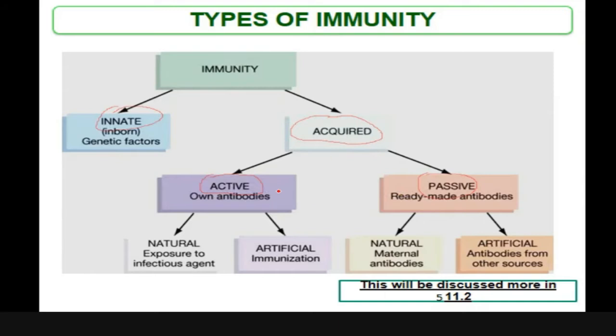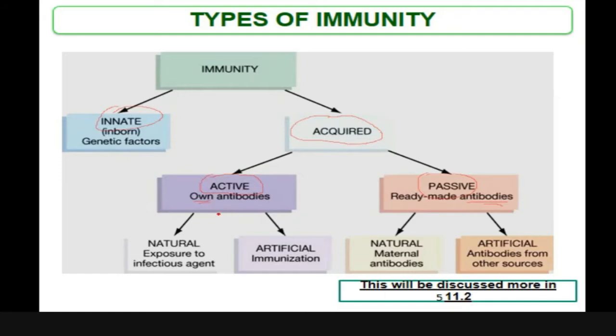Okay, so for active acquired immunity, this is our own antibodies. Our body produces our own. We produce our own antibody in our body. While passive, we receive antibody from other sources. Mungkin daripada orang lain, dia akan bagi pada kita antibody, kita terima. So that is passive. While active is when our body actively produces our own antibody.